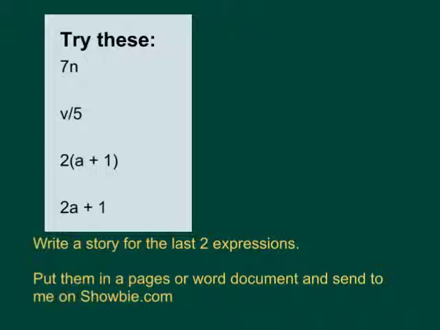4 more. I'll do 2 of these with you. We'll go simple, we won't go too complicated, and then the second 2 are going to be up to you. So 7 times n. I'm going to write, I have 7 times as many nickels, because that starts with N, as Frank. Alright, I have 7 times as many nickels as Frank.